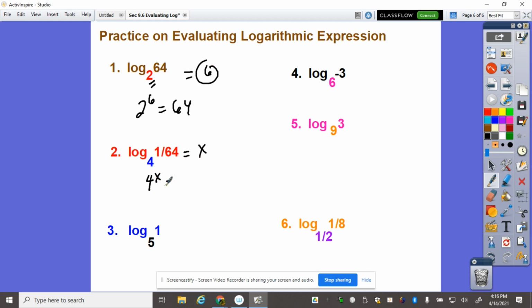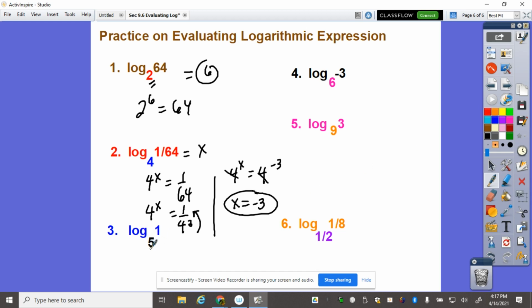4 to the x is equal to 1/64. We know our goal is to make their base the same. So this 64 is the same thing as 4 to the third power. Then that third power will go up. That becomes now 4 to the x is equal to 4 to the negative 3. Cancel the 4, so x equals negative 3.